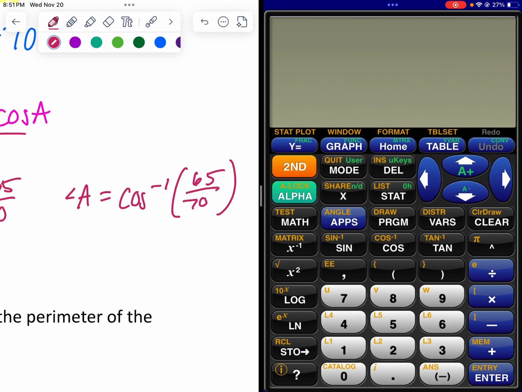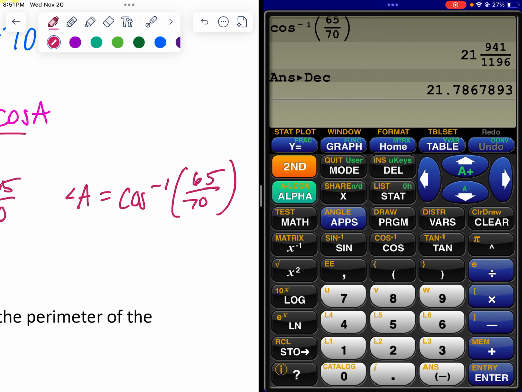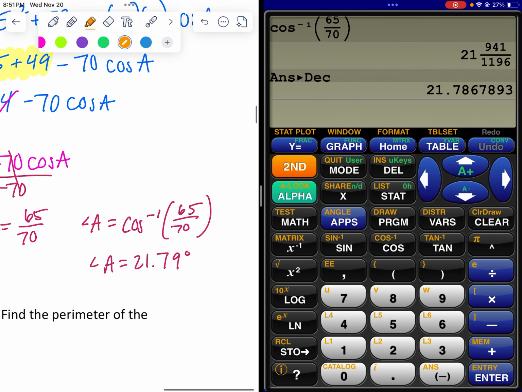So I'm going to do second cosine. I'm going to create my fraction, 65 over 70. Let's create this into a decimal. There you go. We should get angle A to be 21, and let's say that we're rounding to the nearest hundredths place, so 2 places after your decimal. So we get 21.79 degrees. And this is your angle measurement of A. And this one was in blue.